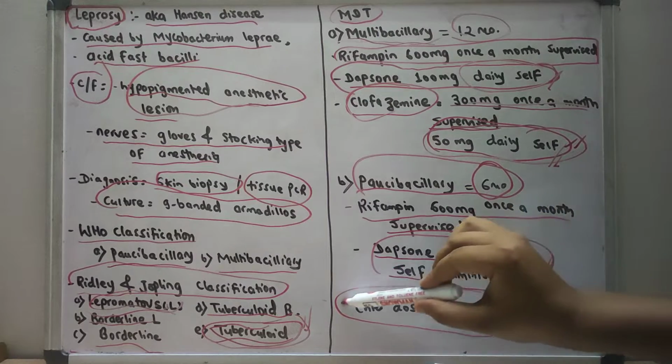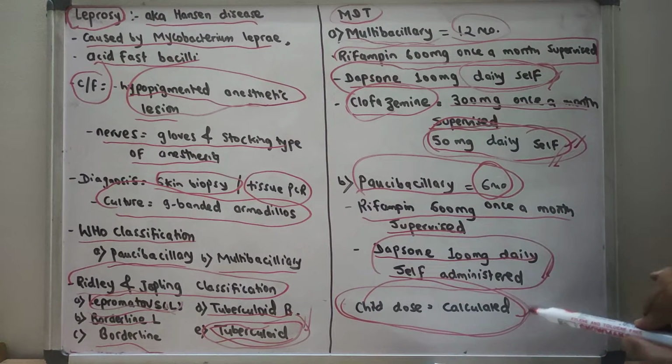As I have told, the child dose is calculated and given according to the weight of the child. So this much for today. I hope you understood this topic on Mycobacterium leprae and leprosy.